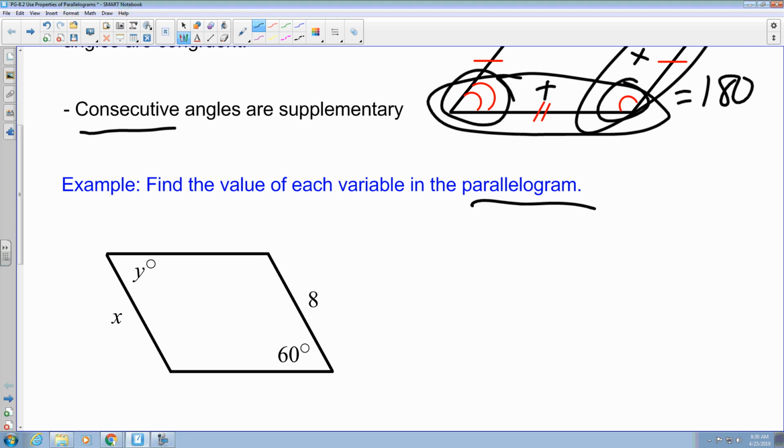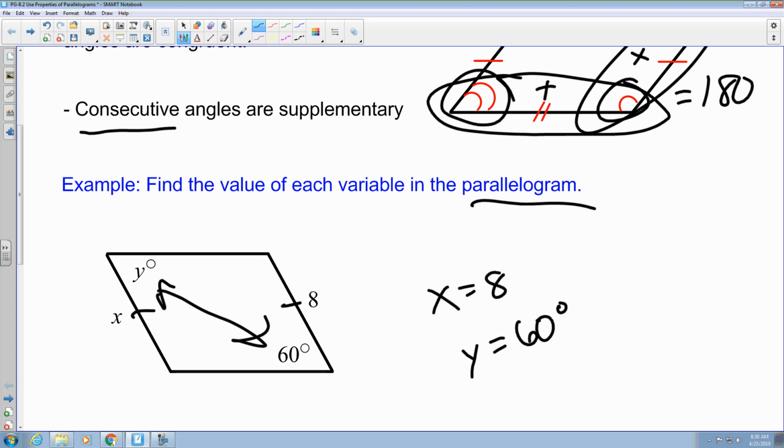So what we can say from the information given above, because this value here is 8, this value here is also going to be 8. So just from looking at it, x is going to equal 8. And these two here are opposite angle measures. We were told that opposite angle measures are congruent. Y is going to be 60 degrees.